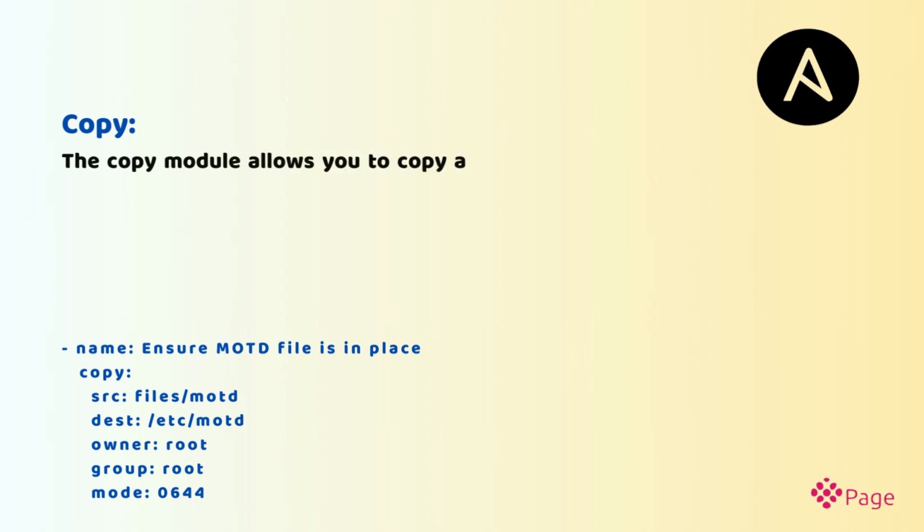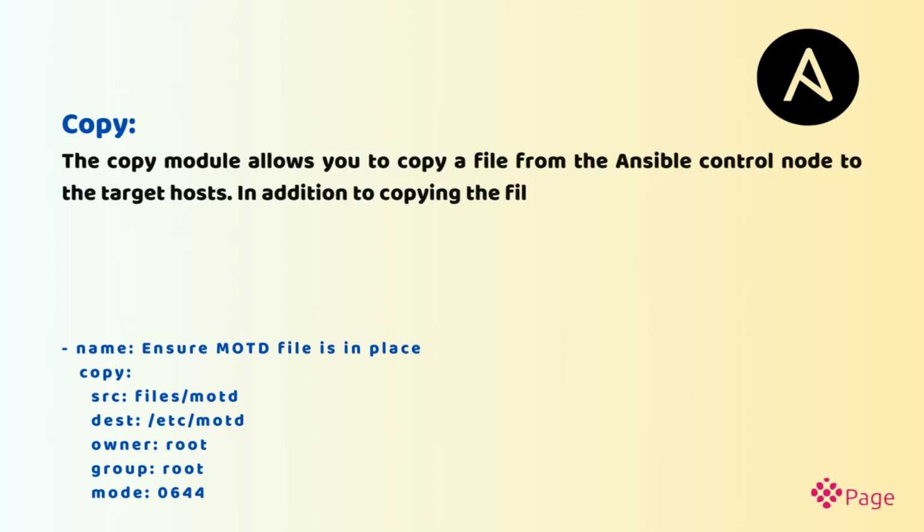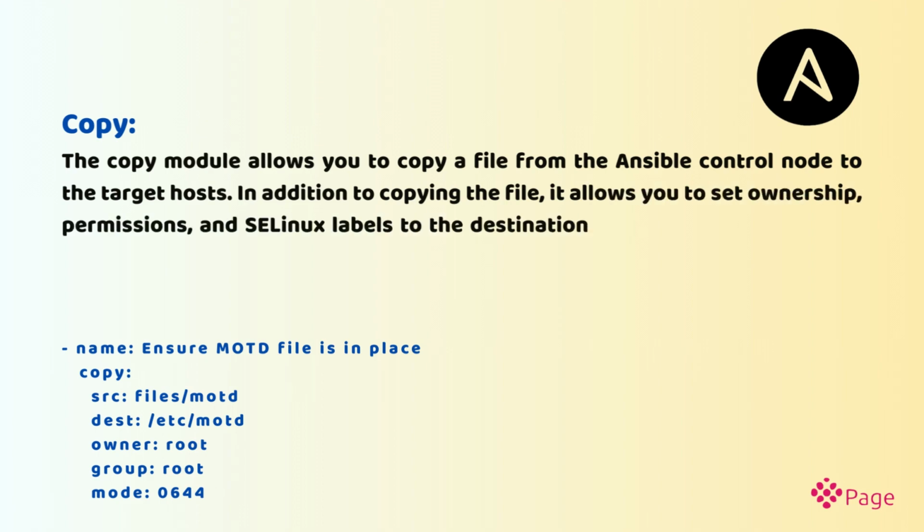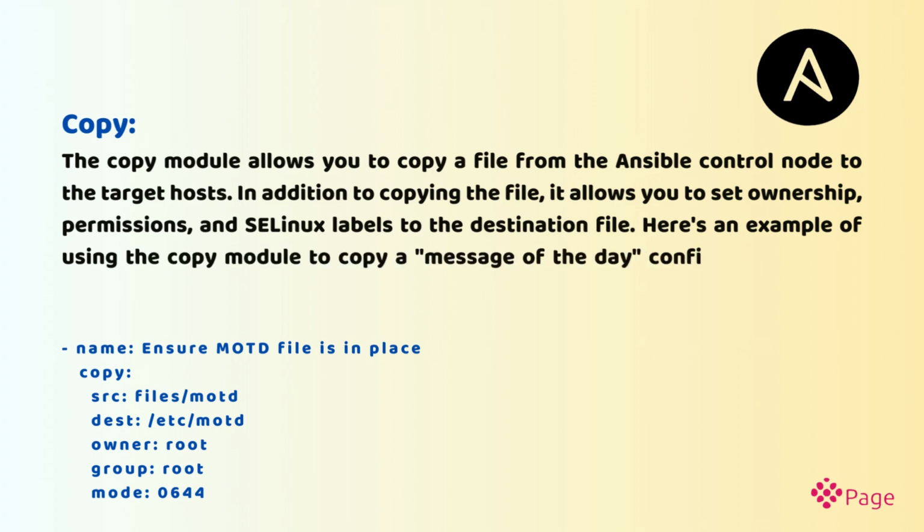Copy. The copy module allows you to copy a file from the Ansible control node to the target hosts. In addition to copying the file, it allows you to set ownership, permissions, and SELinux labels to the destination file. Here's an example of using the copy module to copy a message of the day configuration file to the target hosts.